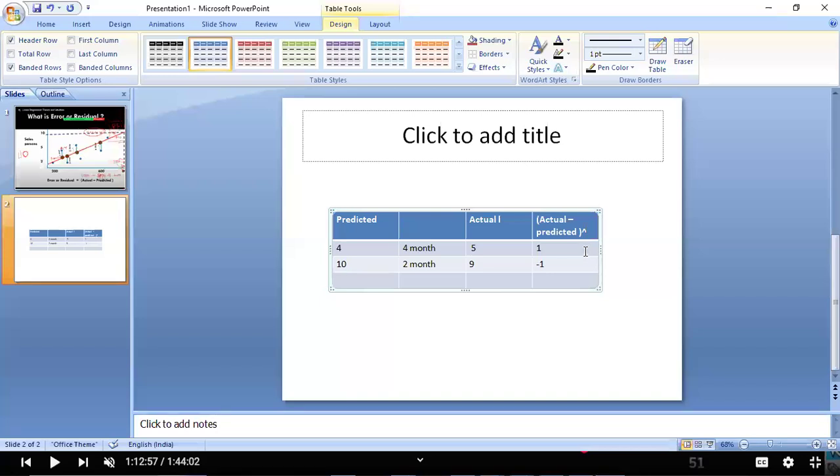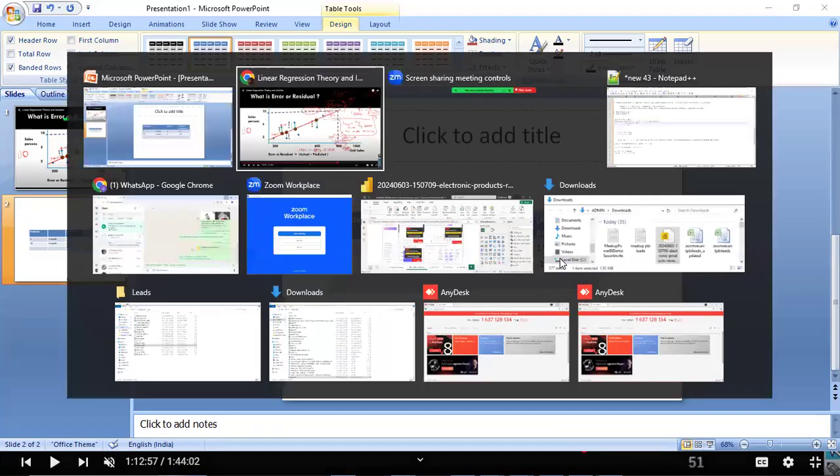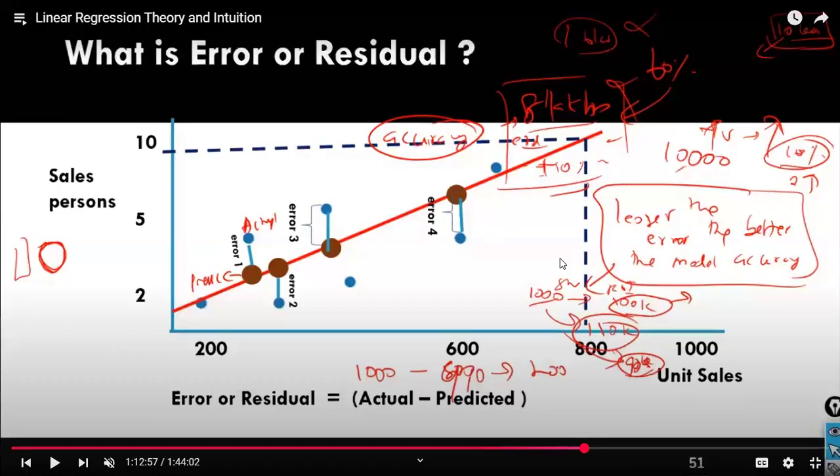Similarly, here also we need to square the values. So 1 squared is 1 and minus 1 squared is plus 1. So the error is 2. Here 1 squared is 1, minus 1 squared is 1, 1 plus 1 is 2. The error is 2. So for that reason we are squaring it.